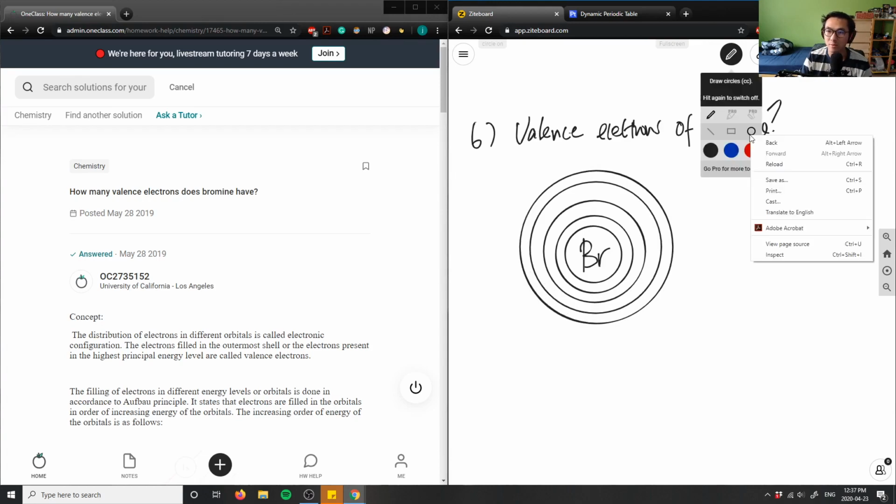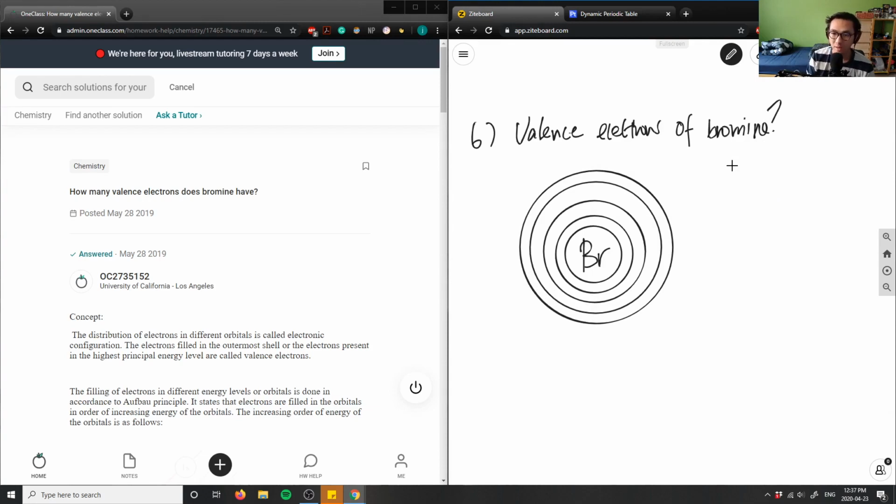So this here is our very, very big Bohr-Rutherford diagram. Again, our first shell contains two valence electrons. Our next shell has one, two, three, four, five, six, seven, eight. Whoops. Eight. Next shell has, again, a full shell. One, two, three, four, five, six, seven, and eight.